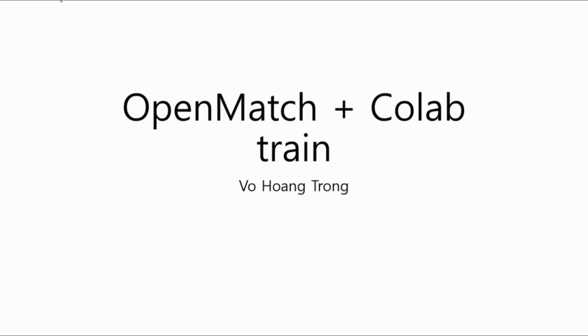To use OpenMatch, we usually need a physical GPU for training. For example, if we don't have a GPU, we can use an online solution from Google called Google Colab. And today I will present how to use Google Colab for training a repository from OpenMatch.